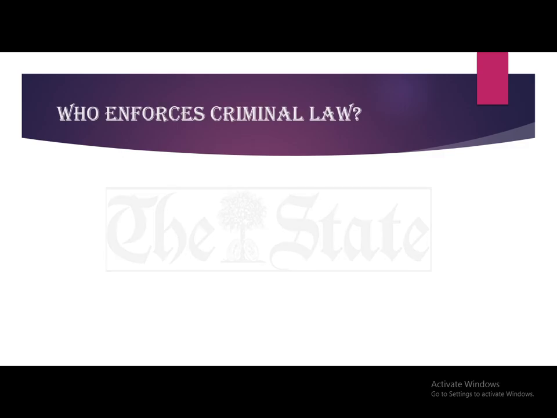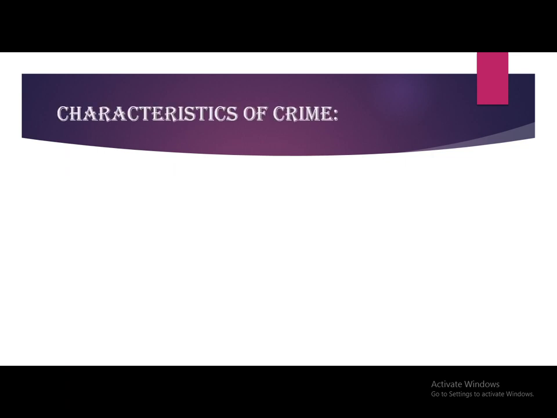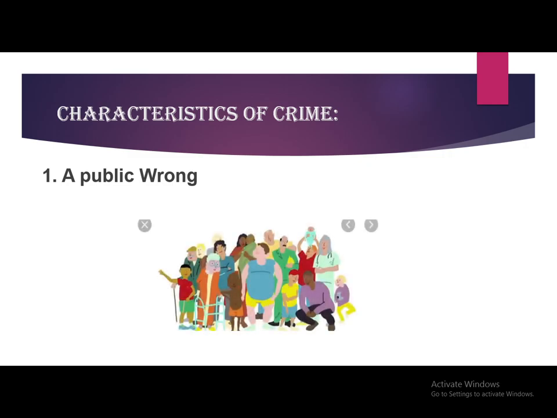So who enforces criminal law? There is a straightforward answer for that. The state implements the criminal law through its departments, through police or through the judicial system or executive. It implements criminal law through a particular authority, given authority from the people. So there are a few characteristics of crime, and one of the characteristics of crime is that it is a public wrong.